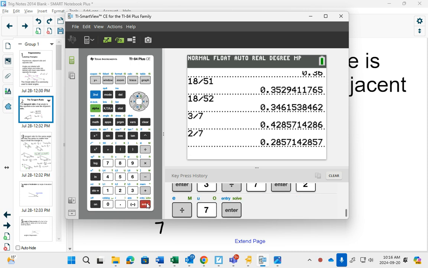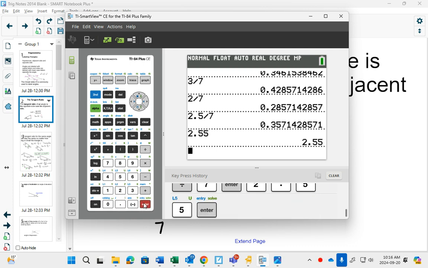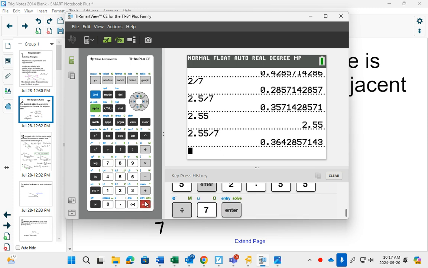Too low. What would you try next? 2.5 out of 7. Let's see. Ooh, that's really close. 2.55. We need 3637. Oops. 2.55 divided by 7. We need 3637. Ooh, we're really close. What do you think we should do if we want 3637? 2.54 divided by 7.